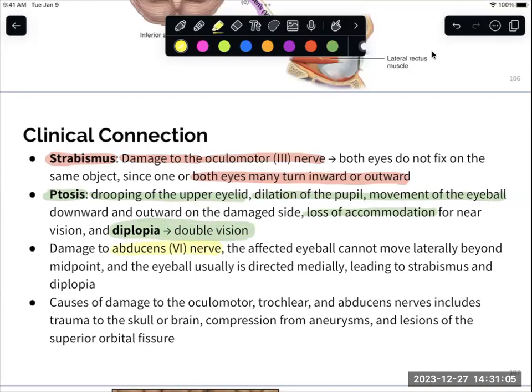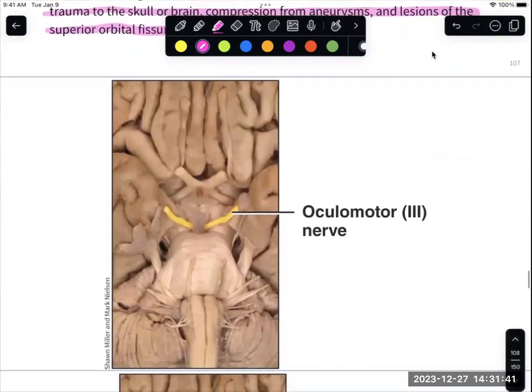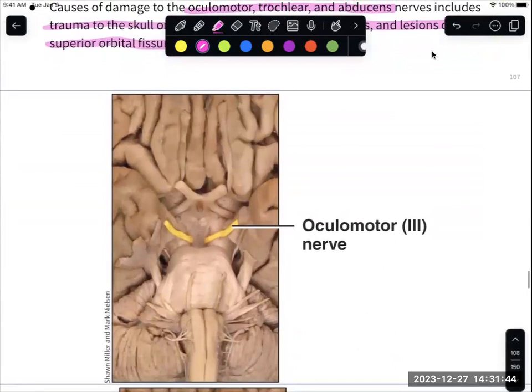Damage to abducens. That eyeball cannot move laterally. It leads to that strabismus and diplopia. There's damage to oculomotor, trochlear, and abducens. These nerves, it could be trauma to the skull or brain, compression from an aneurysm, or lesions to the superior orbital fissure.